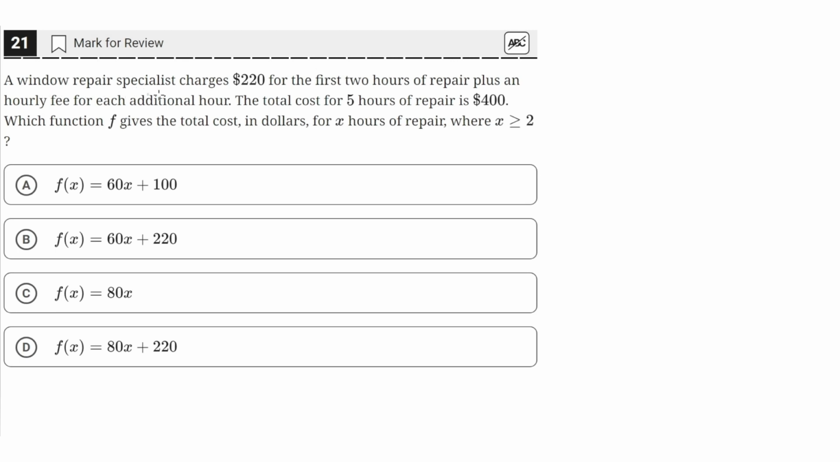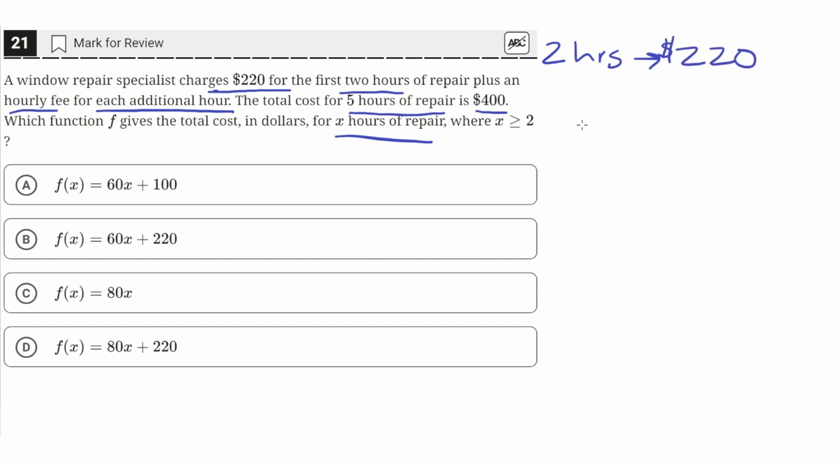A window repair specialist charges $220 for the first 2 hours of repair, plus an hourly fee for each additional hour. The total cost for 5 hours of repair is $400. Which function f gives the total cost in dollars for x hours of repair, where x is greater than or equal to 2? Okay, so for the first 2 hours, the window specialist charges $220. And then after those 2 hours, he charges some fee that we don't know yet.